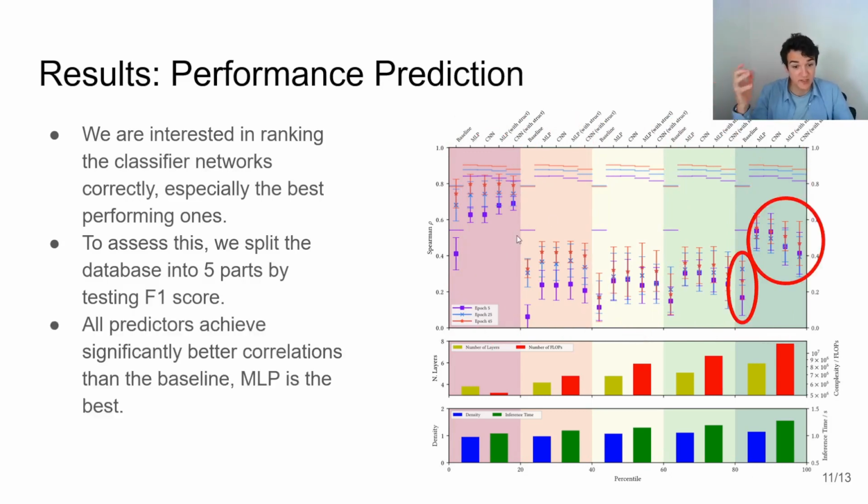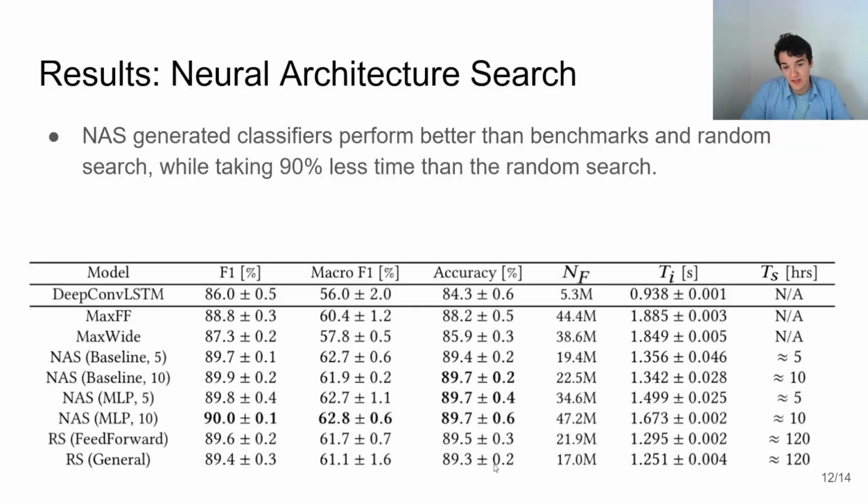So what we see is that our predictors can achieve significantly higher correlation with the actual scores on each section, but especially on the best 20% of models, which is good because that's what we're really interested in, because we want to guide the architecture search towards those good models. And here you can see some of the results from our experiments. So the top three models here are a few benchmarks. DeepConvLSTM is a state-of-the-art model, and MaxFF and MaxWide are high complexity benchmarks representing the deepest and widest networks we could generate within the search space.